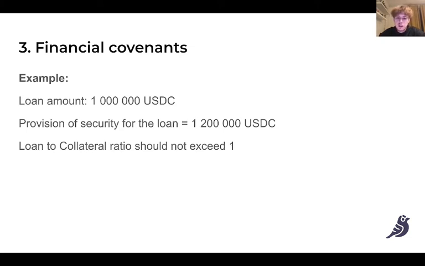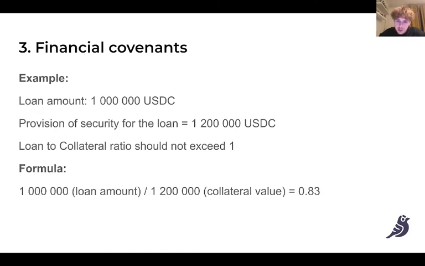The microfinance company Vector Limited attracted a loan in the amount of 1 million USDC through Goldfinch, while the agreement provides for security for the loan in the amount of 1,200,000 USDC. We have a covenant in the loan agreement that the loan-to-collateral ratio should not exceed 1. Let's see what this means in the calculation formula. The loan amount must be divided by the amount of the collateral. In our case, we divide 1 million by 1,200,000 and get a coefficient of 0.83.